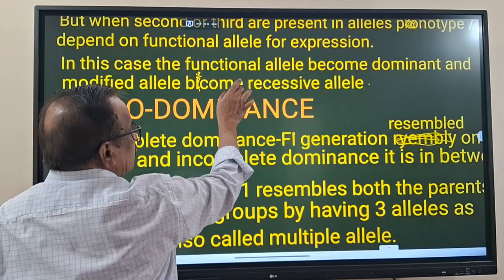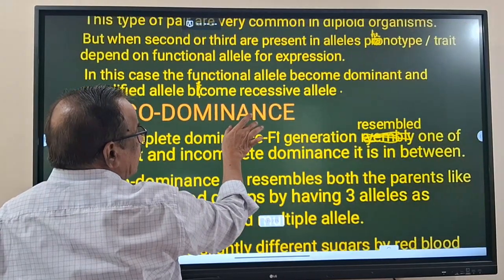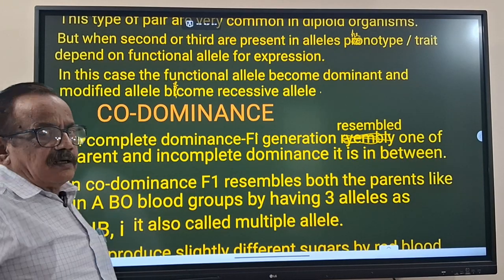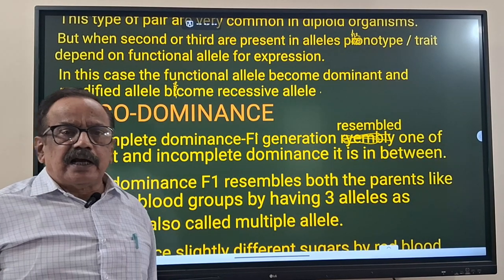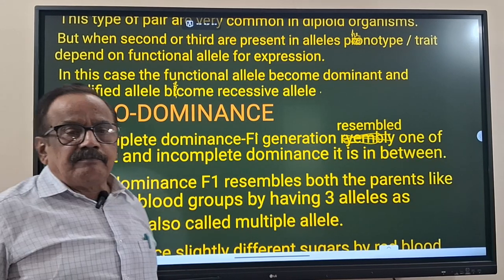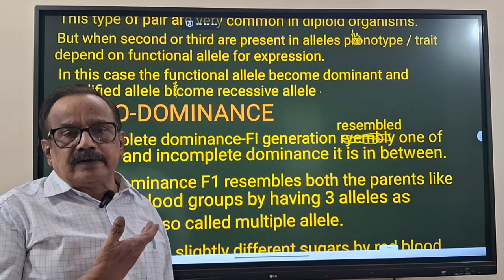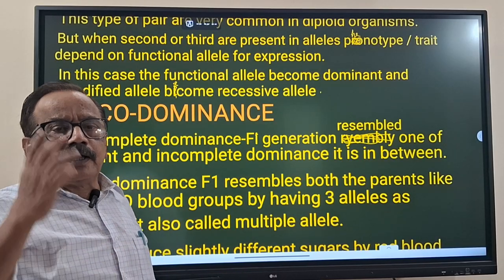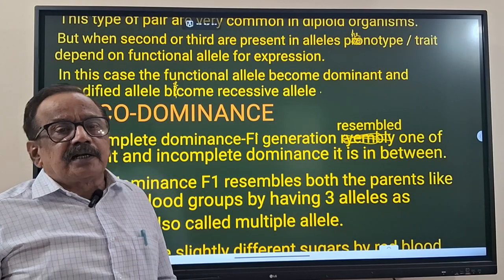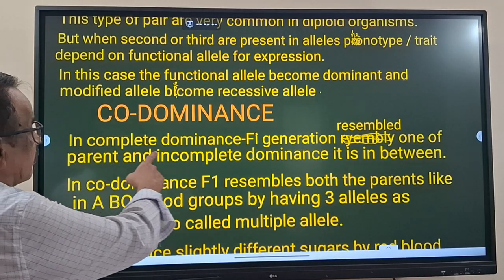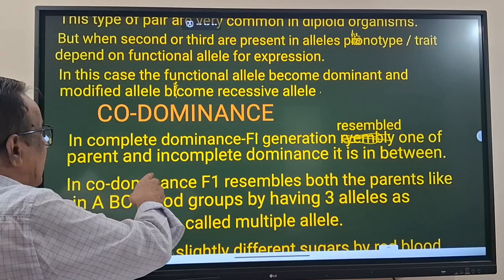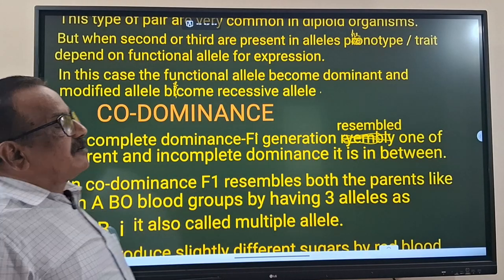Now we'll see codominancy. Before knowing codominancy, what is dominancy and what is incomplete dominancy? Dominancy, we already explained how it is formed. One of the alleles will be dominant, meaning it will be expressed, and the other is not expressed. In complete dominancy, the F1 generation resembles one of the parents, and in incomplete dominancy, it is in between.